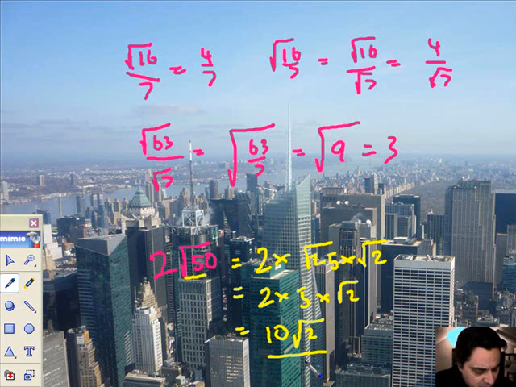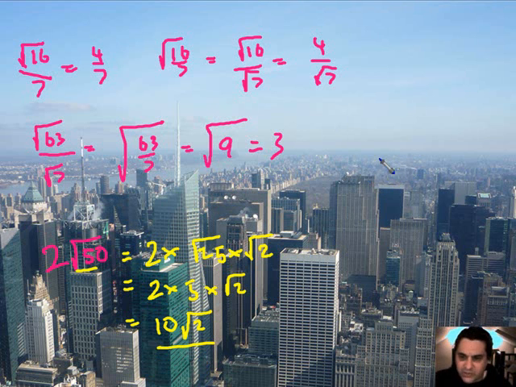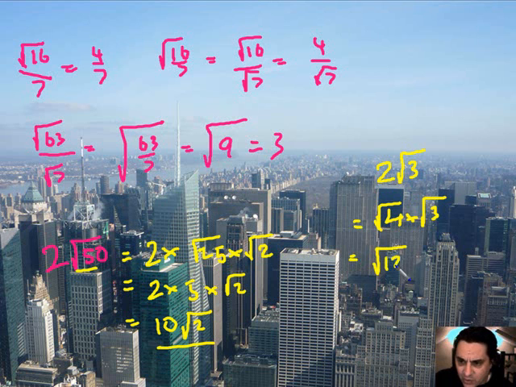Express each of these as a square root of a single number. Okay, what does that mean? The square root of a single number. Let's just try this one. Let's try the first one. I've got 2 root 3. If I go root 4 times root 3, I end up with the square root of 12. There you go, the square root of a single number. How's that? So I suppose you better do it that way.